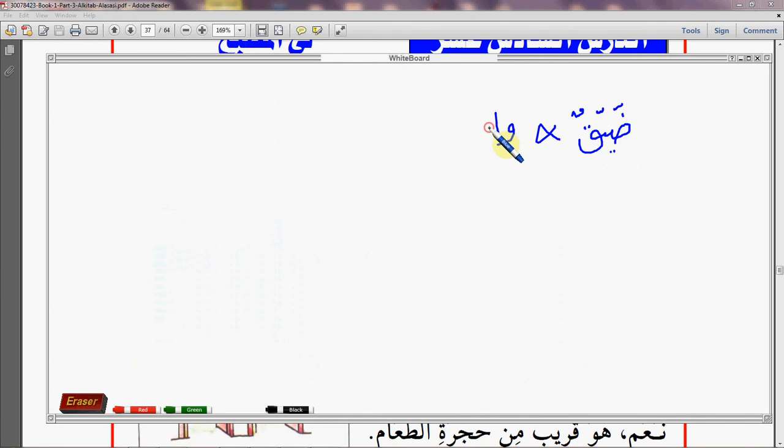Remember, this waw is part of the word. It doesn't mean and. In واسع, this waw is part of the word. So don't say and. ضيق, narrow. واسع, wide.